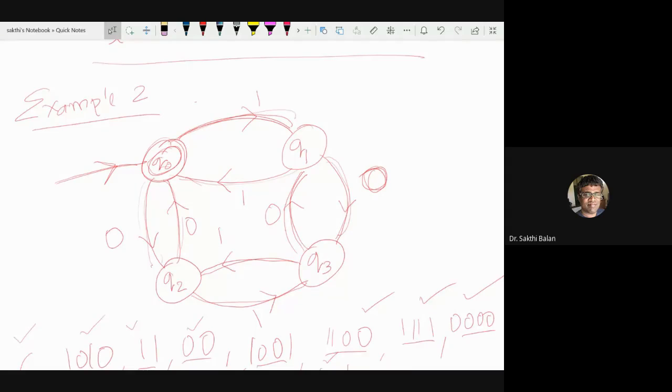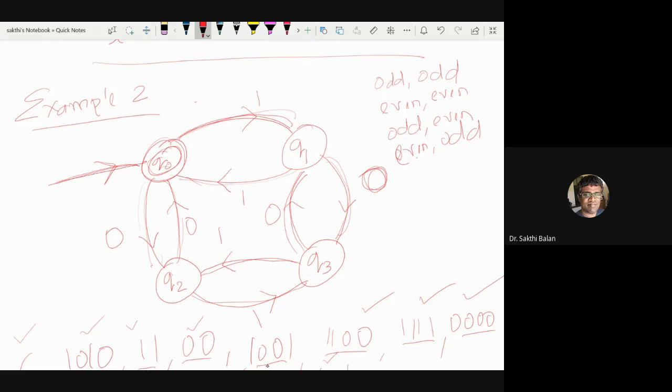So what you need to store here is whether you have read an odd or even number of zeros, and an odd or even number of ones, right? So you have four possibilities. It can be odd, odd, or it can be even, even. It can be odd, even, or it can be even, odd. These are the only four possibilities, right?